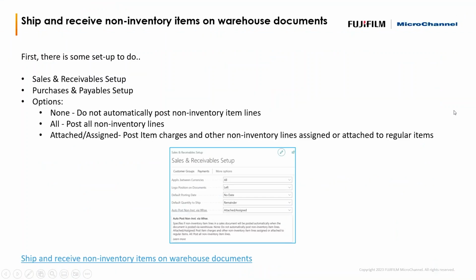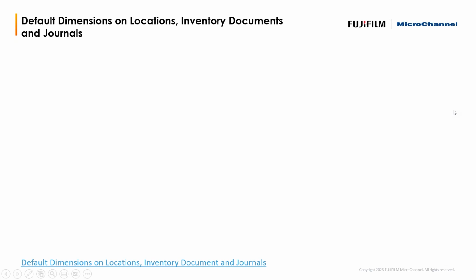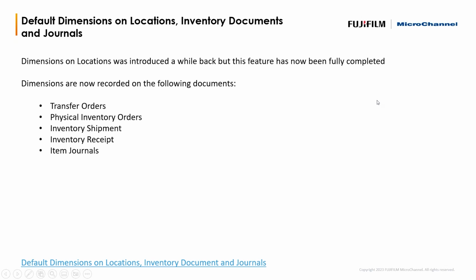The final one that we wanted to look at, which we thought was worth mentioning, is these default dimensions on locations. So they introduced dimensions on locations a while back, but they never really covered all the documents that are available in the system. So now you'll notice that the dimensions on locations are now covered off on the transfer orders, the physical inventory orders, the inventory shipments, inventory receipts, and your item journals.